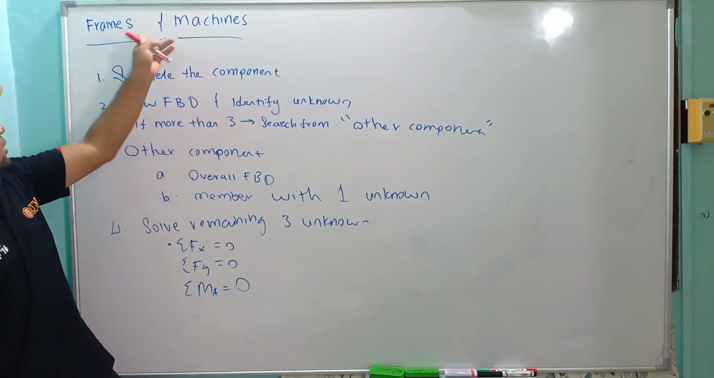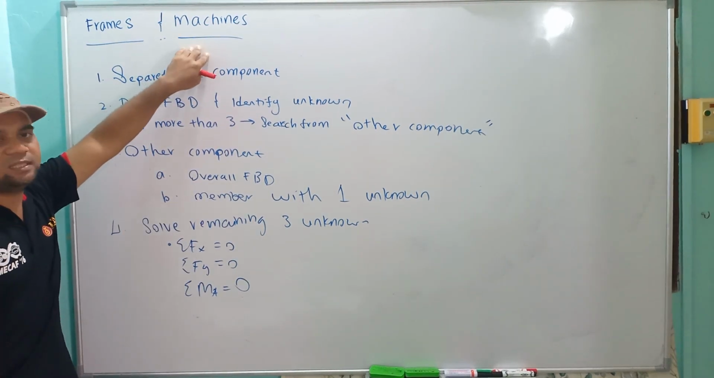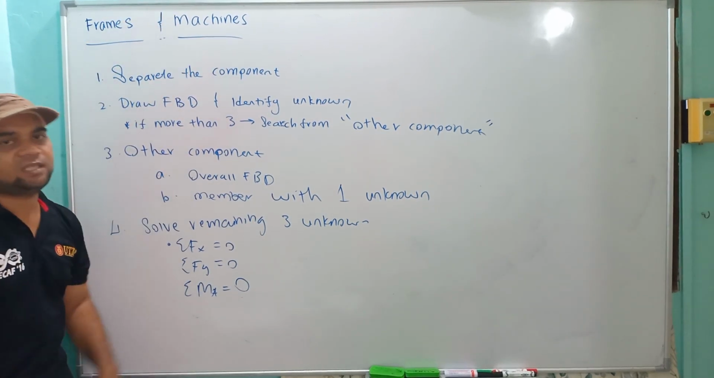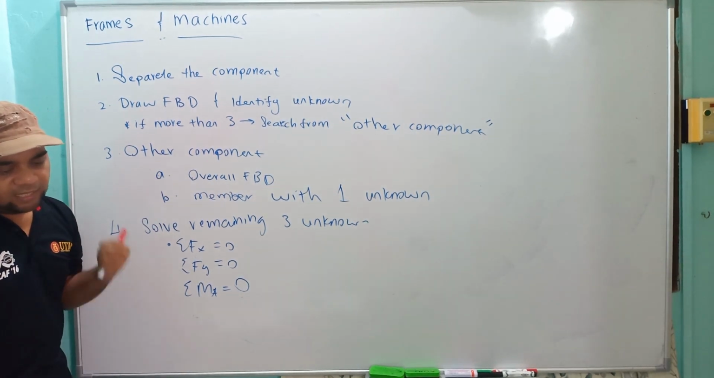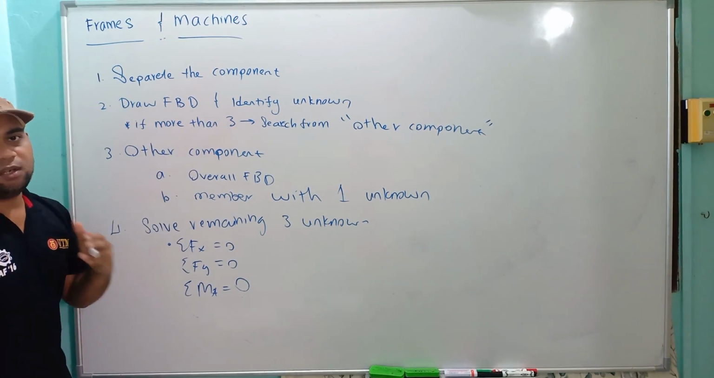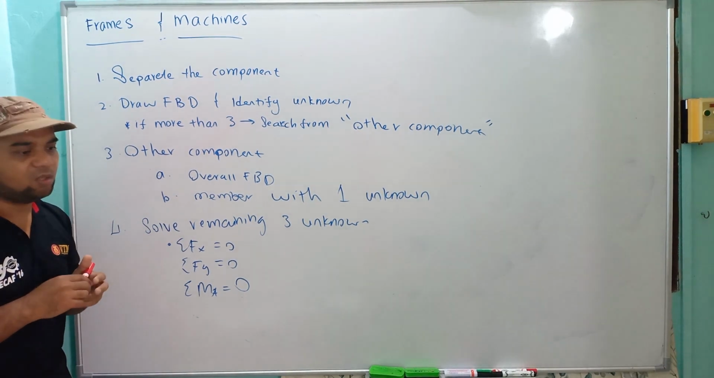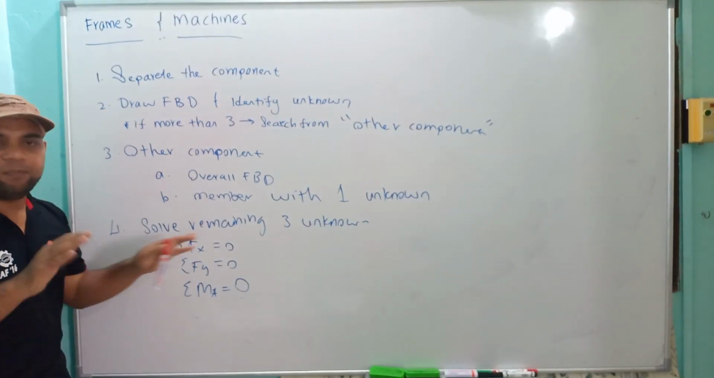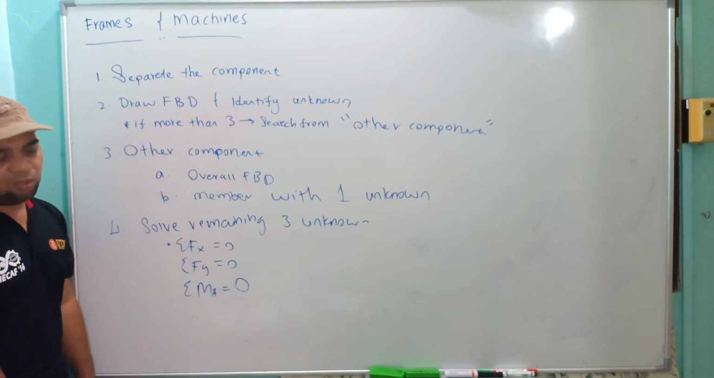The way to analyze frame and machine is the same, but the difference between them is that the frame is normally just there to support the load. The frame is there supporting the load. It is not a moving component. It is a static component, to support the load. Like the table and the chair, which are not moving, just there to support the load.